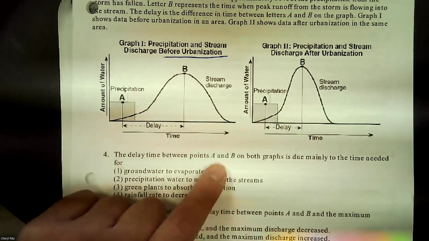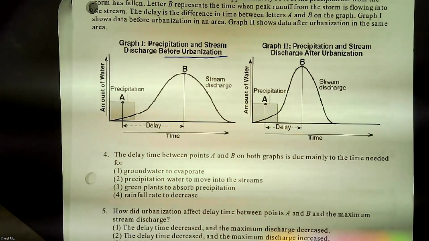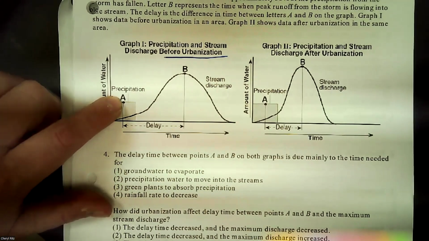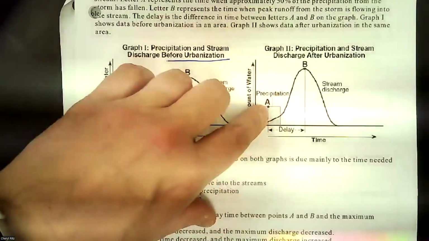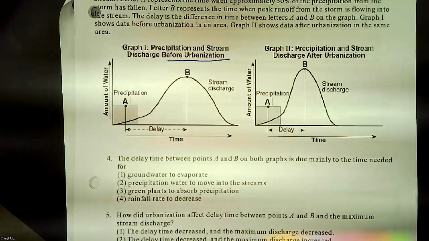So the delay in time from A to B on both graphs is due mainly to, remember, this is when it rains to when the peak runoff was. They're saying both of them have a delay. Why is that? What did you gather from this question? Please show me on your fingers. You all did your homework, so you all should have your fingers up.